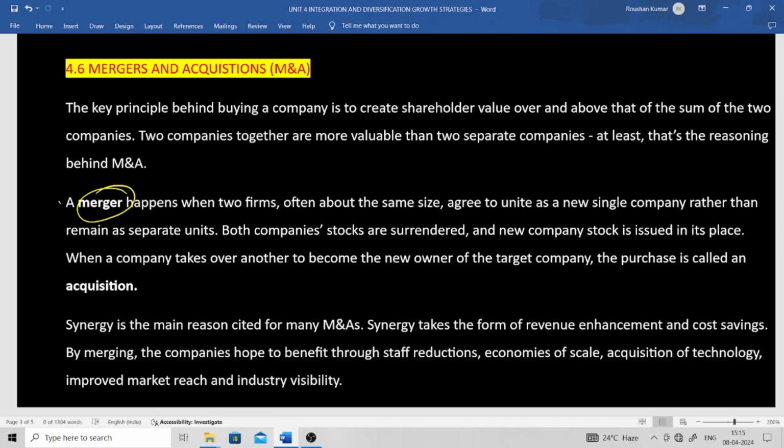When a company takes over another to become the new owner of the target company, the purchase is called an acquisition. Here the purchasing of one company by another one is an acquisition.